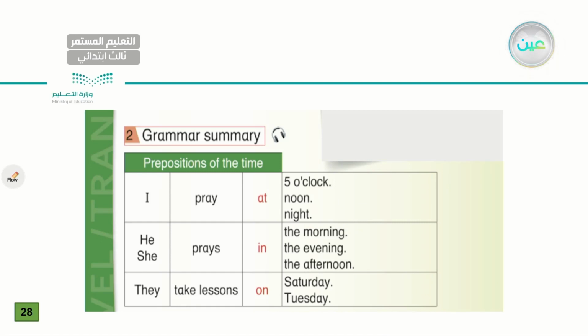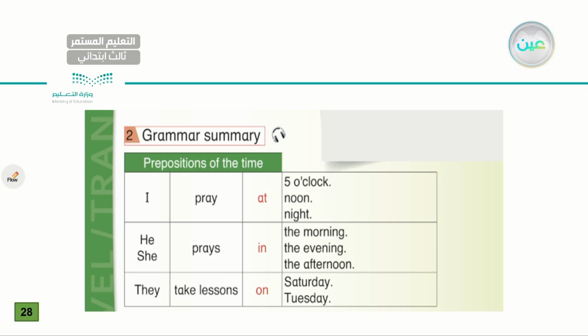I have this one in the middle. I have the prepositions of time that we have: at, in, and on. Let's start with at. I pray at 5 o'clock. I pray at noon. I pray at night. So I have at here with time, with noon, with night. Next one I have in. He prays in the morning, in the evening, in the afternoon. So I have in here with parts of the day. Remember, I might use it with the seasons, spring, summer, or with years.